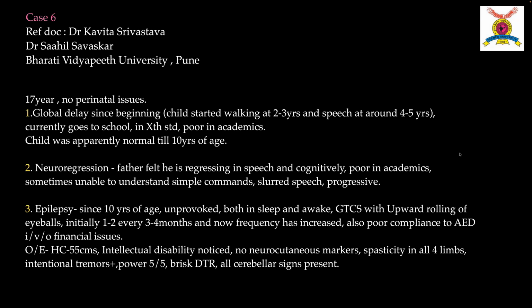On examination, the head circumference was okay. Intellectual disability was there. No neurocutaneous markers, with spasticity. He had cerebellar signs like intentional tremors, and power was 5/5 with brisk DTRs. So from a neuroregression perspective, since there was spasticity first, white matter disease was thought of, and the first MRI was done for leukodystrophy.